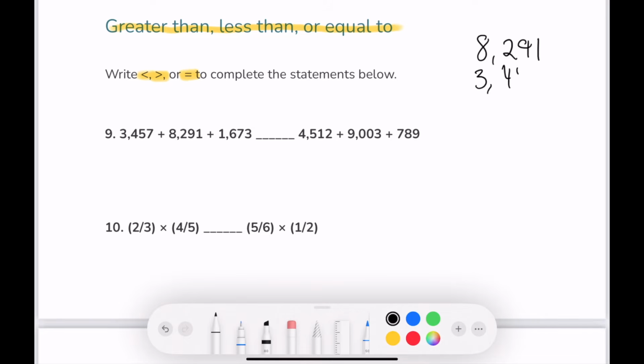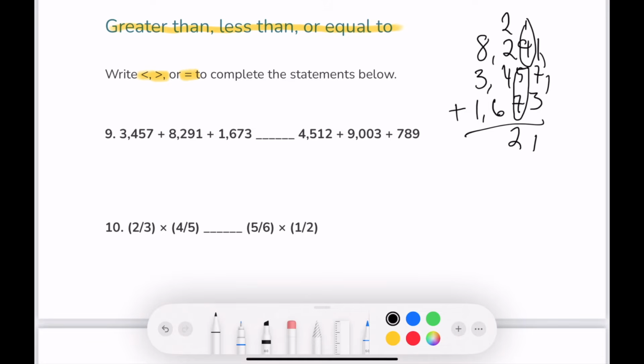3, 4, 5, 7. And 1, 6, 7, 3. This is an addition problem. 7 and 3, that makes 10. One more, that's 11. We have this right here, that's 10. And this right here is 12. So 10 and 12, that's 22.